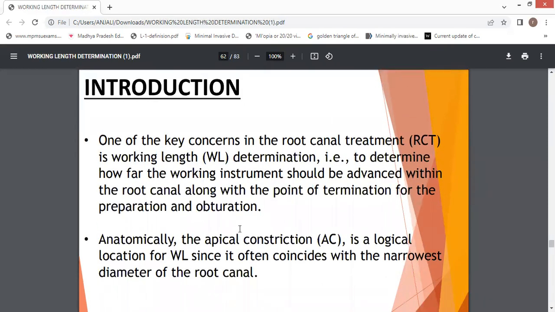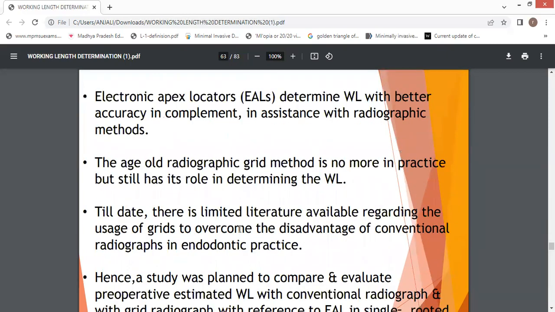Introduction. One of the key concerns in root canal treatment is working length determination, to determine how far the working instrument should be advanced within the root canal, along with the point of termination for the preparation and obturation. Anatomically, the apical constriction (AC) is a logical location for working length since it often coincides with the narrowest diameter of the root canal. Electronic apex locators determine working length with better accuracy in assistance with radiographic methods.